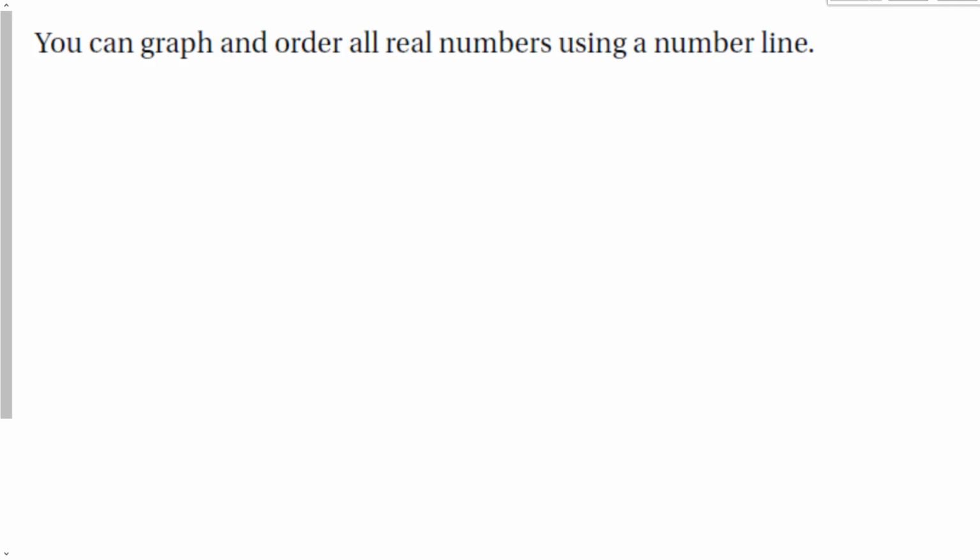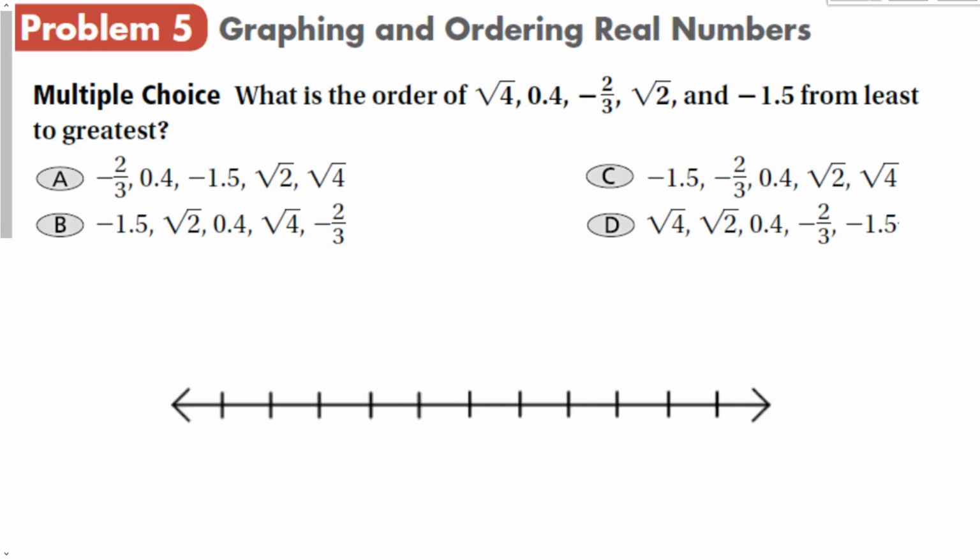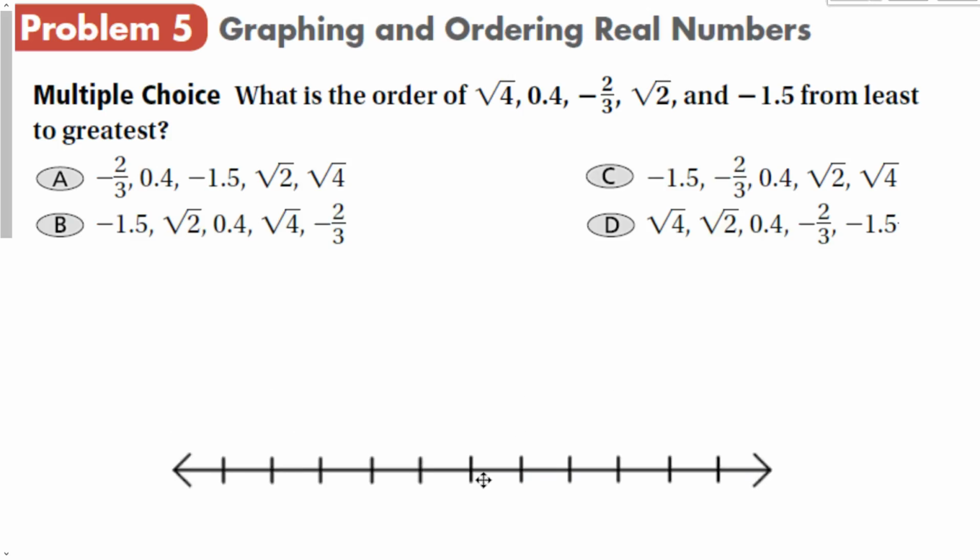Next, we can graph and order all real numbers using a number line. So we have graphing and ordering real numbers in problem 5. What is the order of square root of 4, 0.04, negative 2.3, or negative 2 over 3, square root of 2, and negative 1.5, from least to greatest? Before, we're not just going to guess. The first thing we're going to do is figure out what all these things equal.